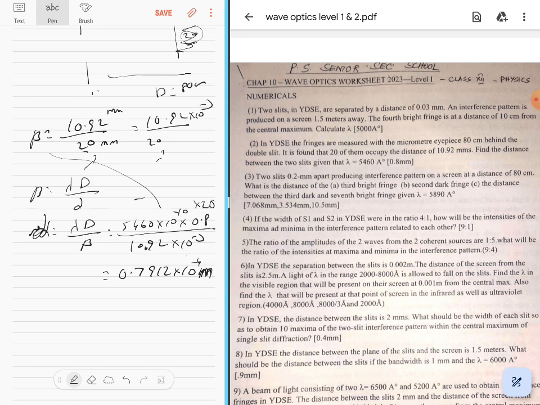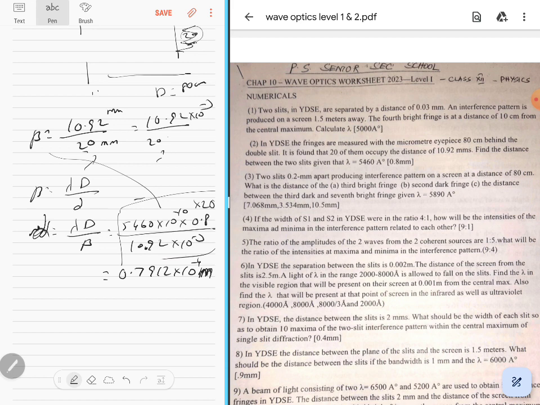If it's minus 3 meters, at least I can write it as 0.8 millimeter. How is minus 4 becoming? I don't understand that. But this is the calculated value. You can check out your answer. Okay, so let's go to the next question.